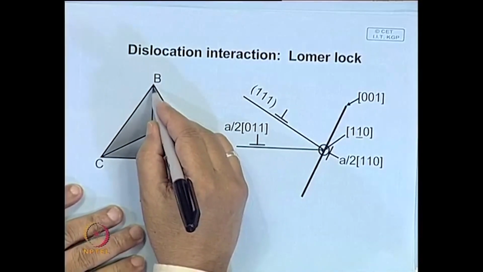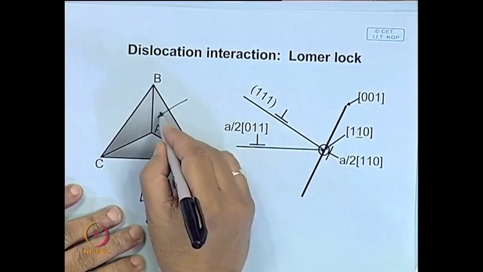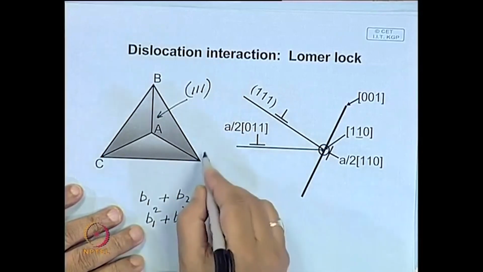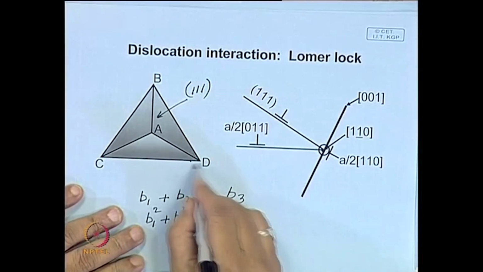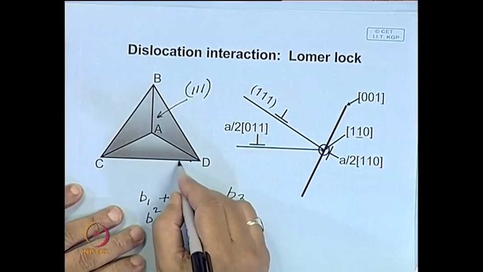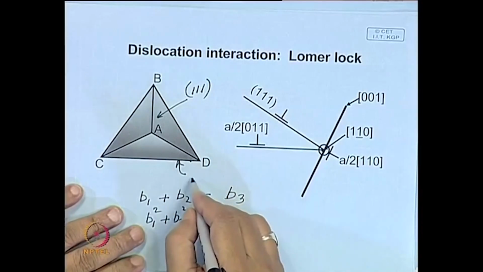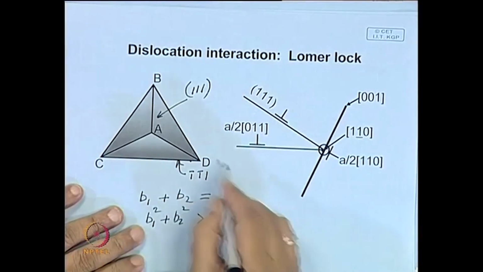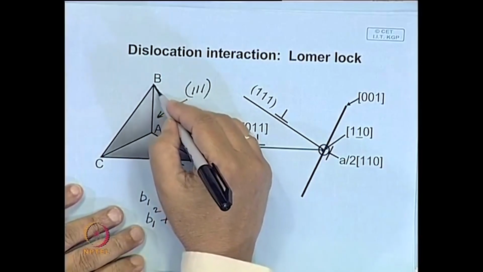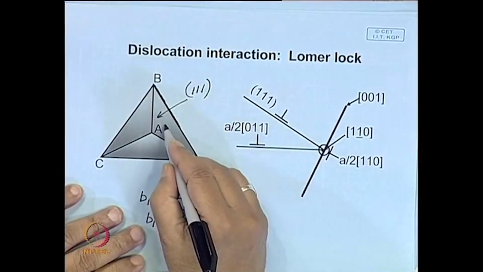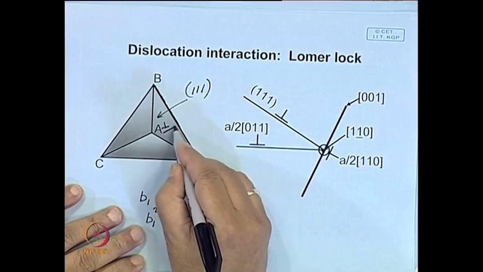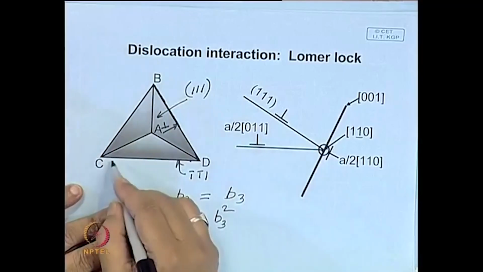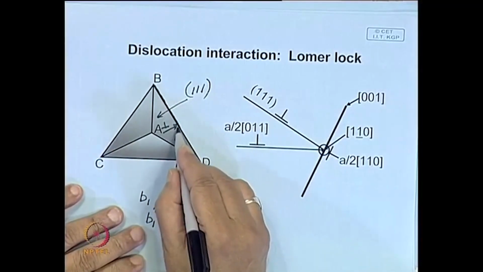That means, suppose this is the plane 1 1 1, and this is another plane, say the bottom one, let us say another 1 1 1 plane, say 1 bar 1 bar 1, and they meet along this line BD. So, a dislocation is here moving along this, and a dislocation is moving in the bottom plane BCD, and together they meet here.